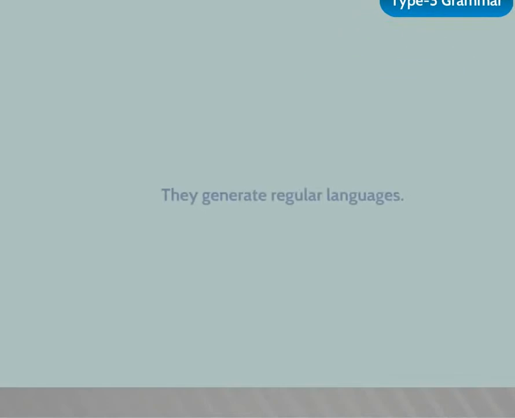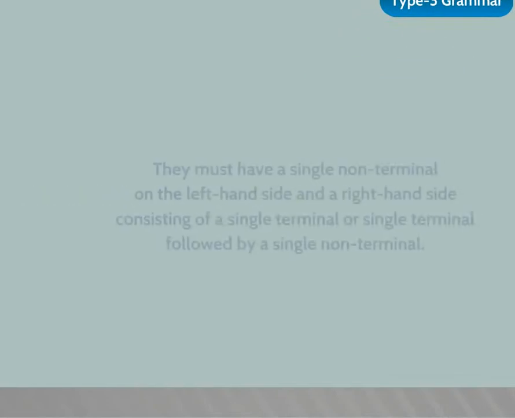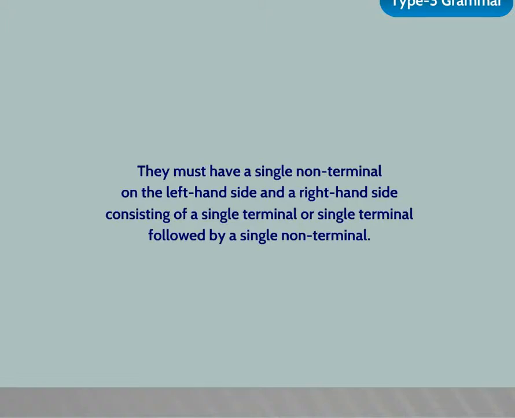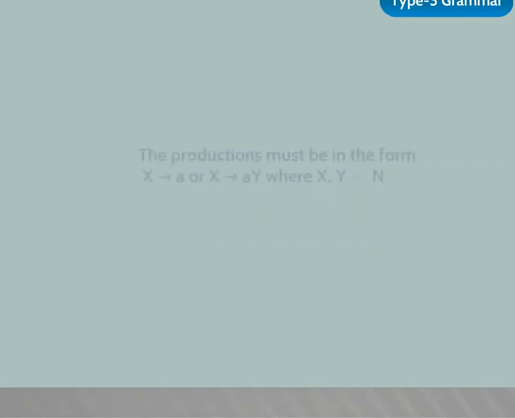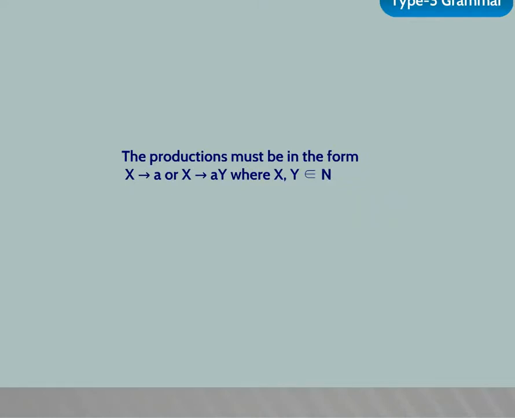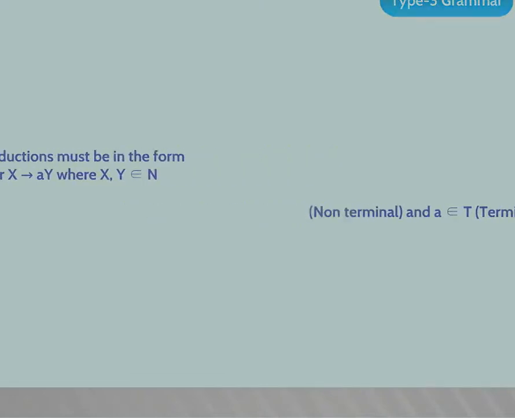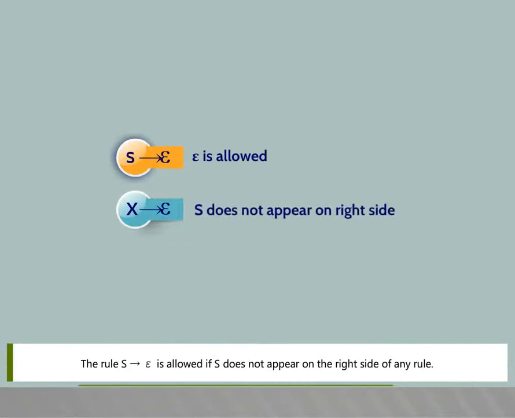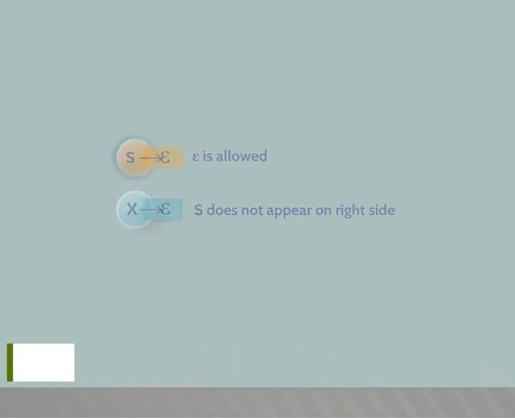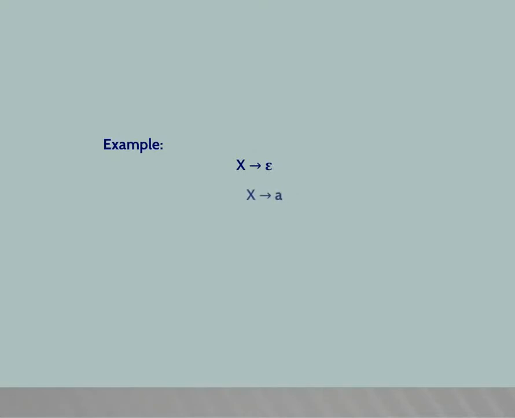Type 3 grammar. They generate regular languages. They must have a single non-terminal on the left-hand side and a right-hand side consisting of a single terminal or a single terminal followed by a single non-terminal. The productions must be in the form X → a or X → aY, where X, Y belong to N, that is non-terminal, and a belongs to T, that is terminal. The rule S → epsilon is allowed if S does not appear on the right side of any rule. Example: X → epsilon, X → a, X → aY.